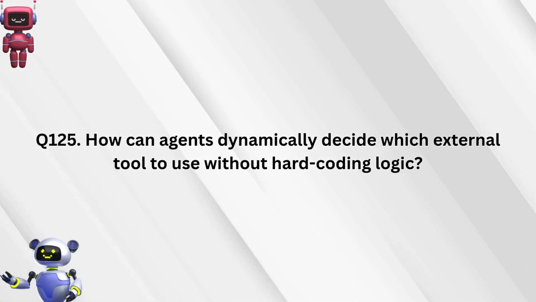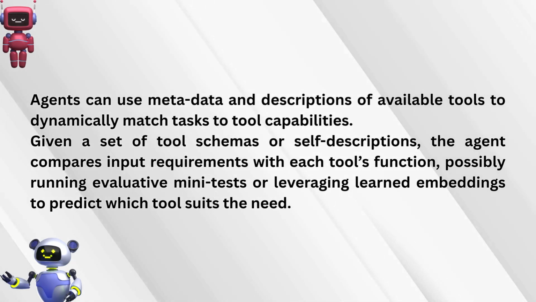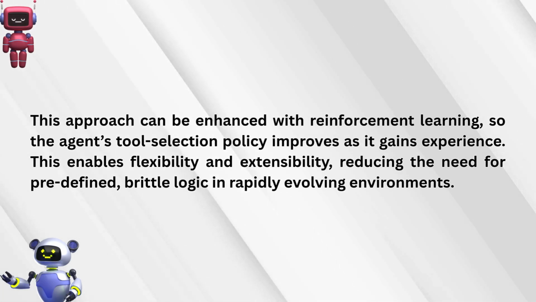How can agents dynamically decide which external tool to use without hard-coding logic? Agents can use metadata and descriptions of available tools to dynamically match tasks to tool capabilities. Given a set of tool schemas or self-descriptions, the agent compares input requirements with each tool's function, possibly running evaluative mini-tests or leveraging learned embeddings to predict which tool suits the need. This approach can be enhanced with reinforcement learning, so the agent's tool selection policy improves as it gains experience. This enables flexibility and extensibility, reducing the need for predefined, brittle logic in rapidly evolving environments.